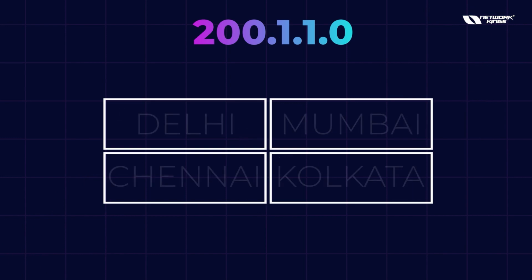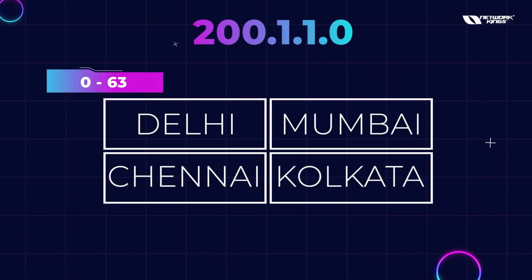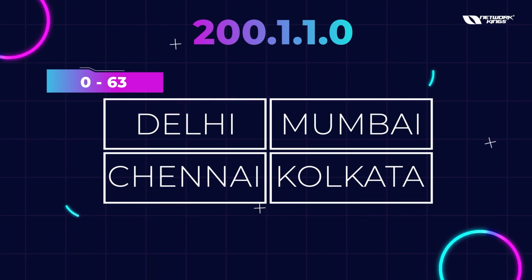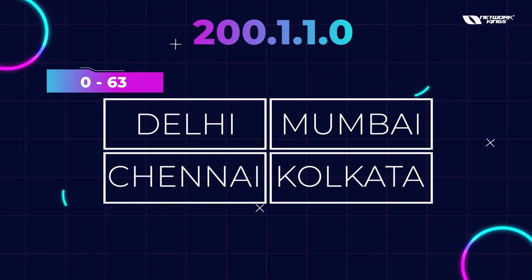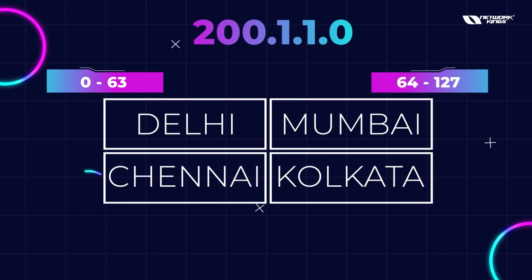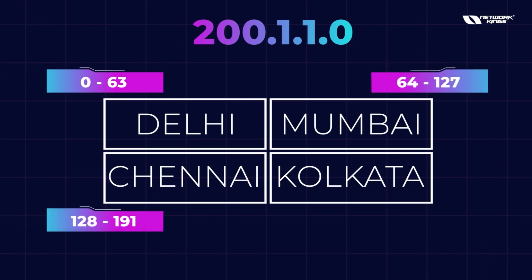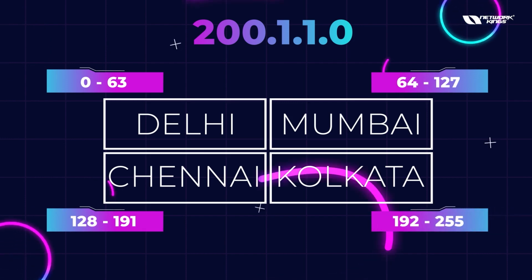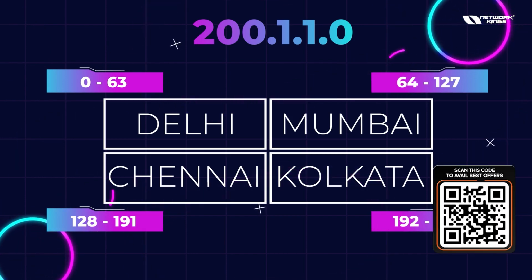So this is how the IP addresses from 0 to 63 will be placed in Delhi. Here we are going to assign Mumbai. Here this IP we are going to assign in Chennai, and here this network I'm going to assign in Kolkata. Got it? Very simple.